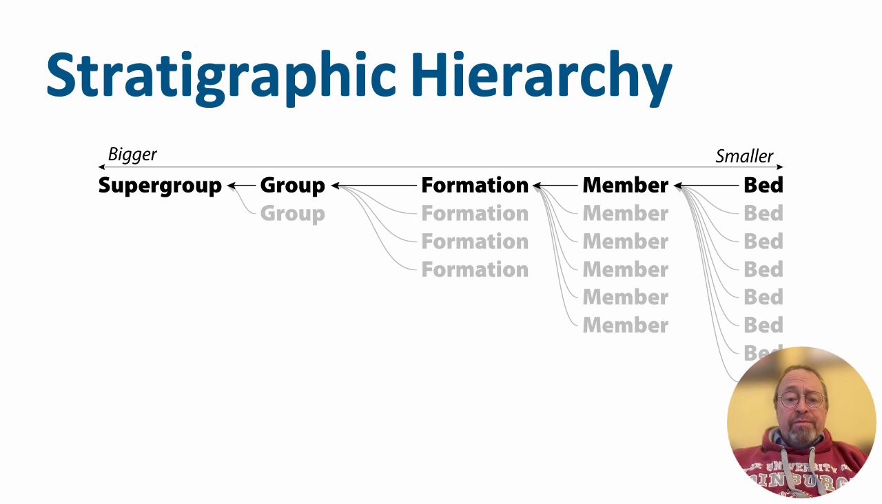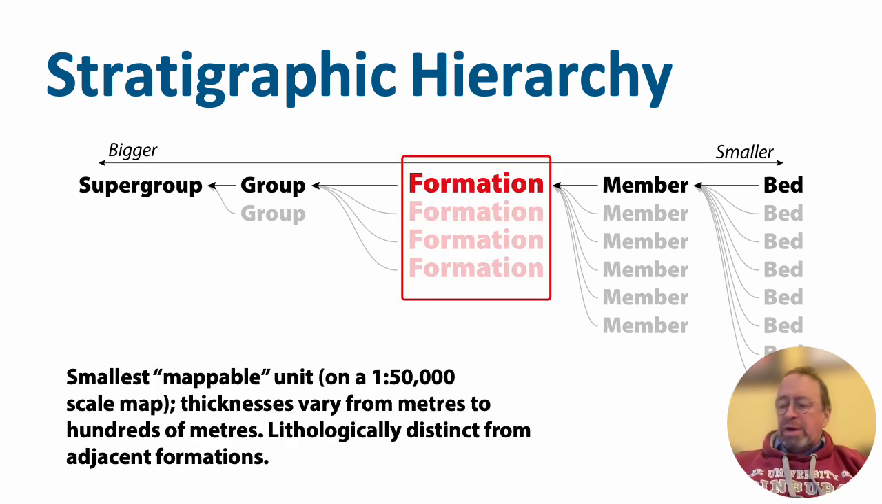However, for the rocks which do form nice bedded units, we can break this down into a hierarchy of observations, going from the smallest end, which is just a bed, through to a member, a formation, a group, and a supergroup. And the formation is really the heart of the matter, because that's essentially the smallest mappable unit.